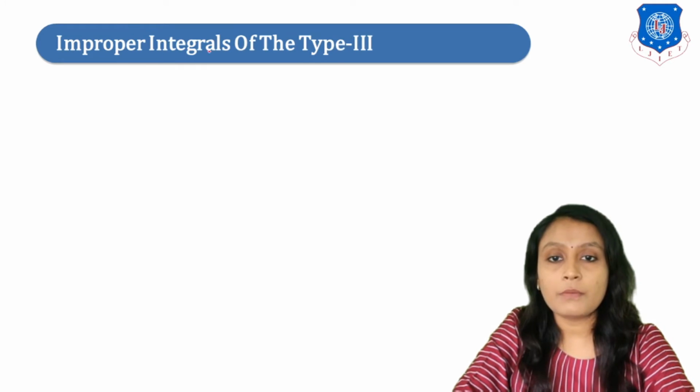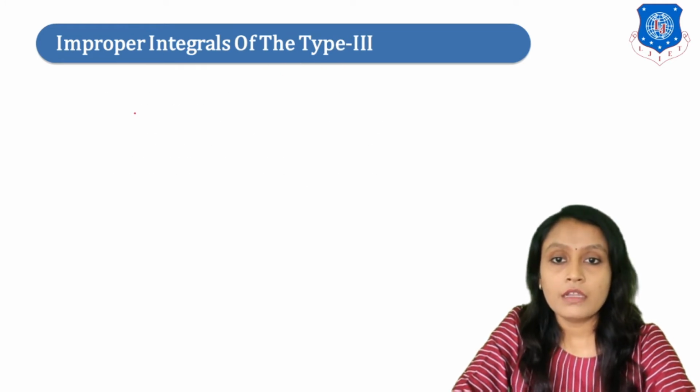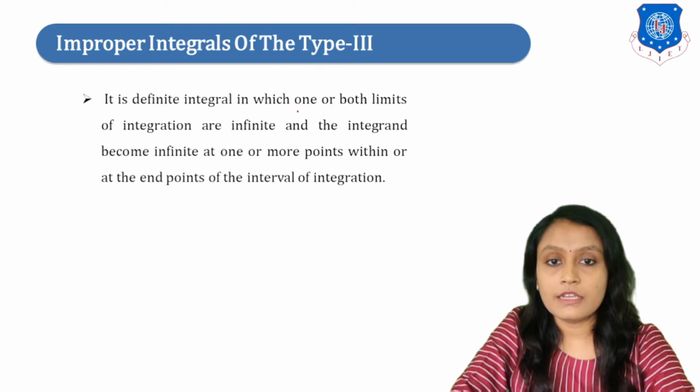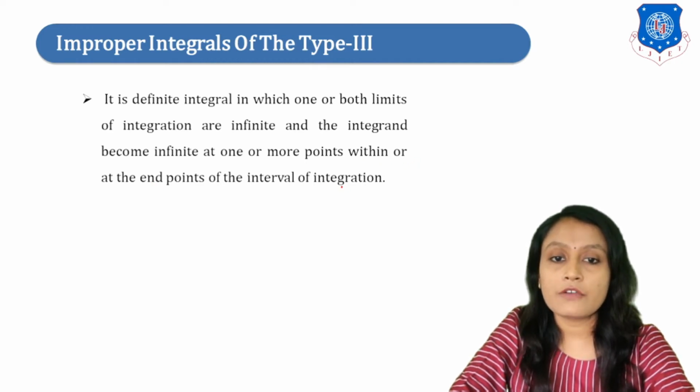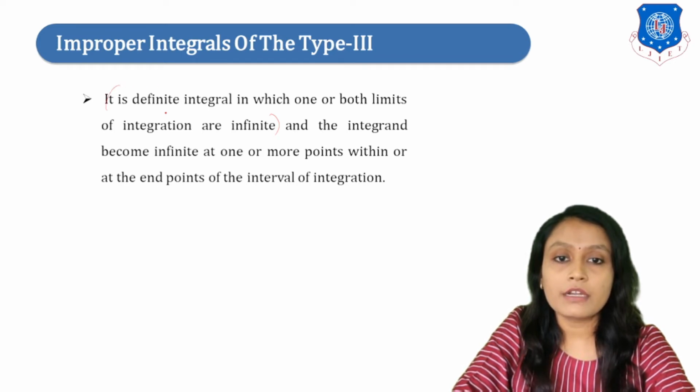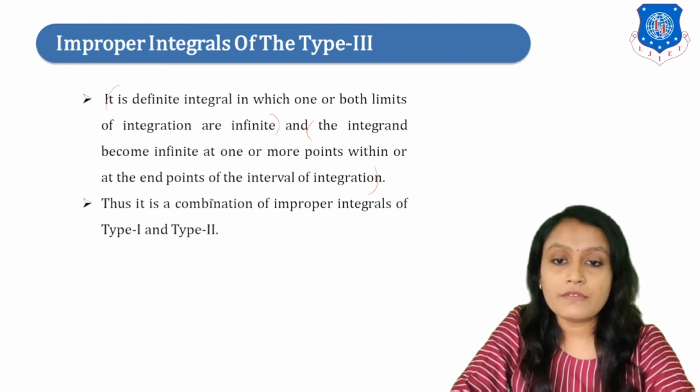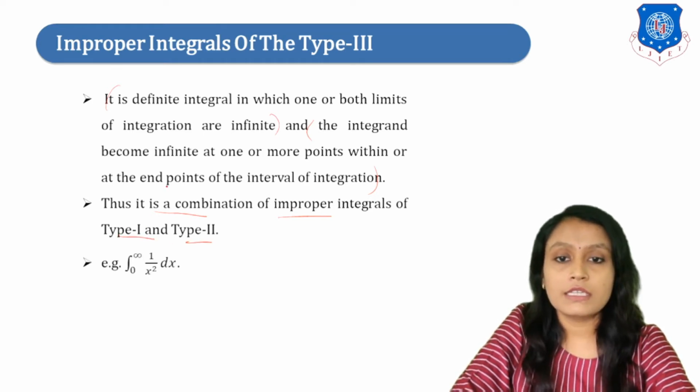Now we will study improper integrals of type 3. Here it is a definite integral in which one or both the limits of integration are infinite and the integrand becomes infinite at one or more points within or at the end points of the interval of integration. So this is the property of improper integral of type 1 and this is for improper integral of type 2. So we can say that it is a combination of improper integral of type 1 and type 2, right. So let's see the example.